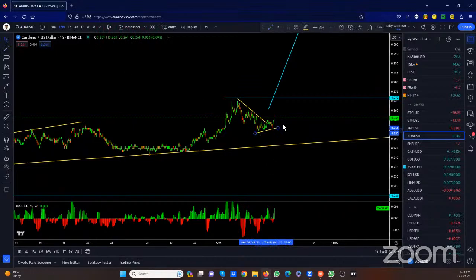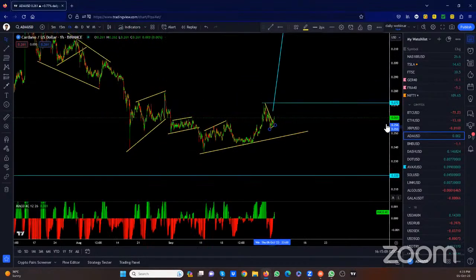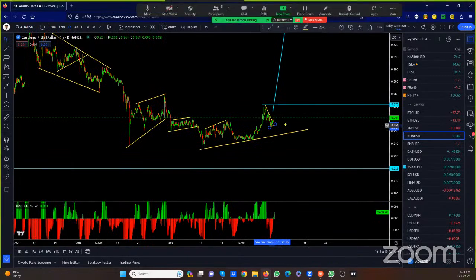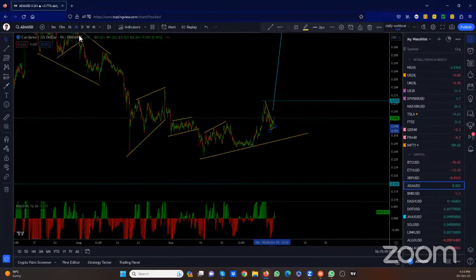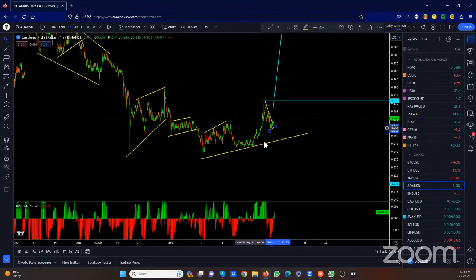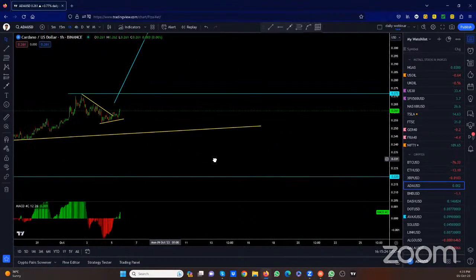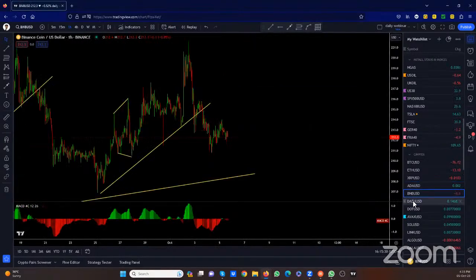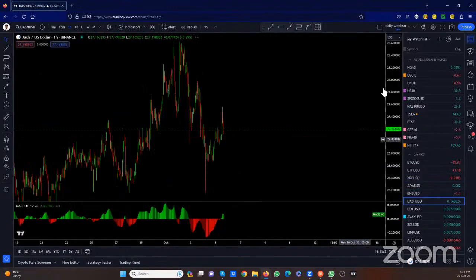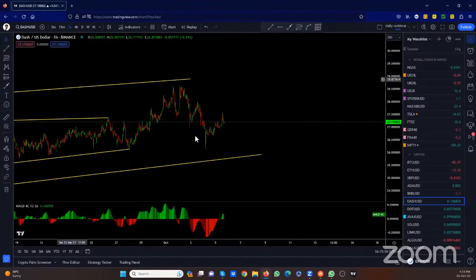See? So that looks like this could literally drop. It could work its way up first and then drop, but that's what it looks like right now. So sorry, 1 hour. BNB we did already. Dash. Dash is also downside.